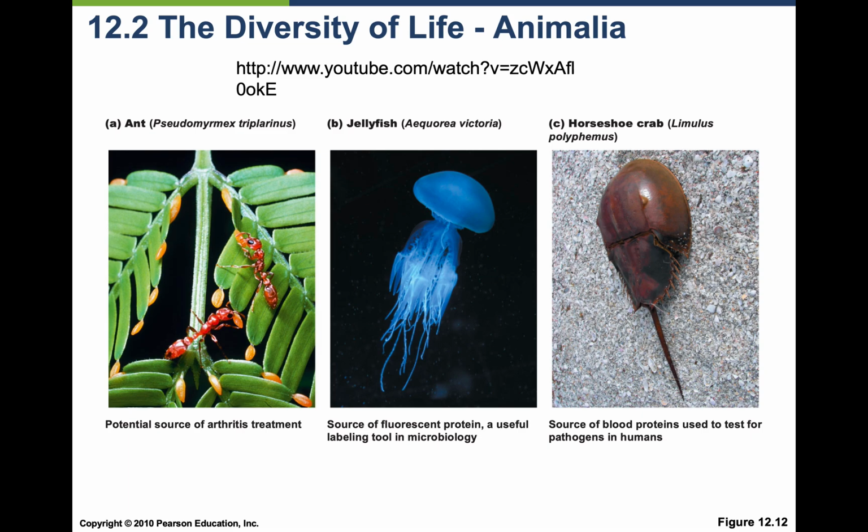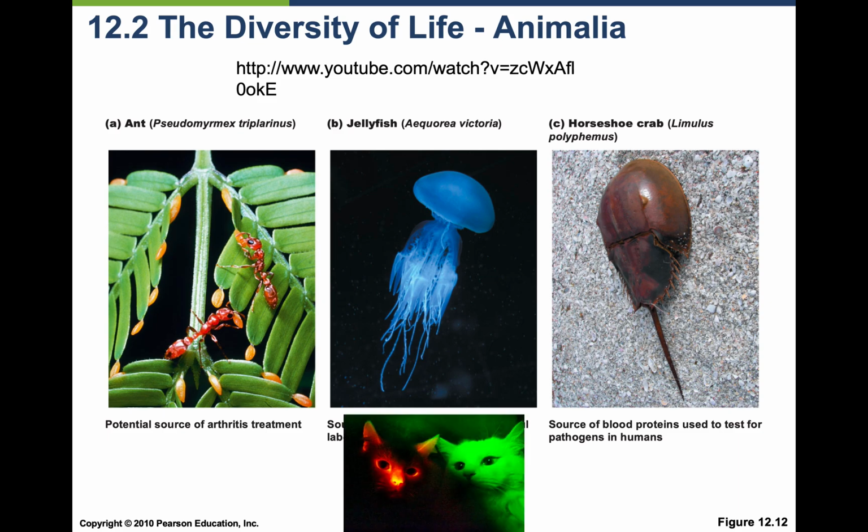What's really interesting here is when we look at the diversity of life, I've talked about how animals are used for humans, and here are some examples. You have this ant that has a venom, and that venom is a potential source of arthritis treatment. You have jellyfish that fluoresce. Remember, we talked about this in the bioengineering section of our course, where there are fluorescent proteins that are useful for labeling organisms, and they've actually been able to transfer some of these proteins from things like fireflies and bioluminescent jellyfish and put them into cats. So here's a cat that bioluminesces orange-red, and here's a cat that bioluminesces green. These are used to study whether these cats have overcome certain sicknesses and diseases.